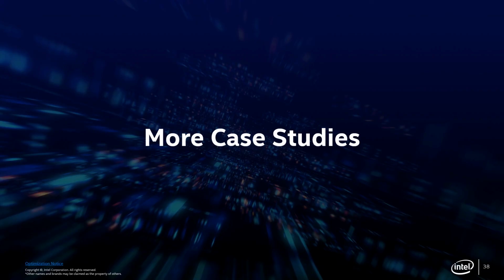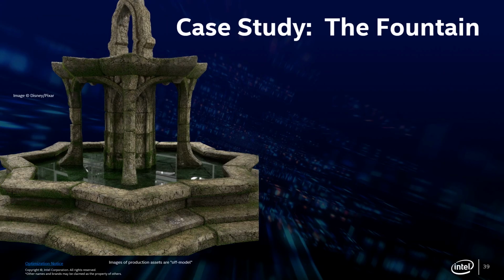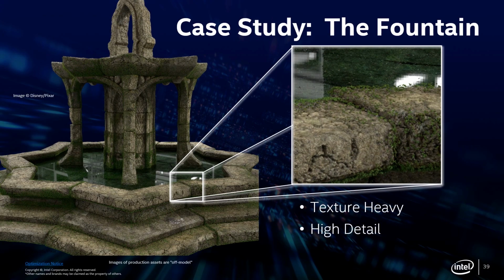Let's investigate performance with production quality assets. The Fountain is a production asset, and it's very texture heavy. If we take a closer look, we can see very fine details such as cracks and variances in the stone's surface and minute vegetation growing from it.